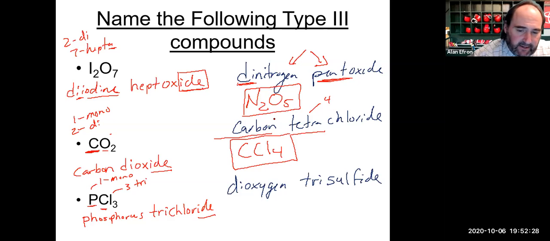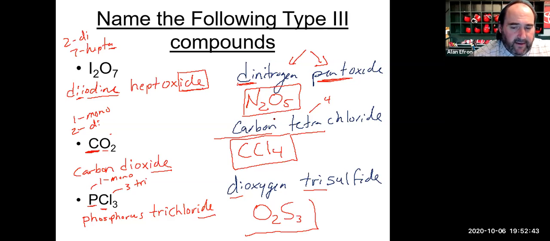And lastly here, dioxygen trisulfide. Again, the two prefixes tell me I just need to write what's there. So O and 2 for di, and S for sulfur, and 3 for tri. And we get some made up thing that probably doesn't exist, O2S3.